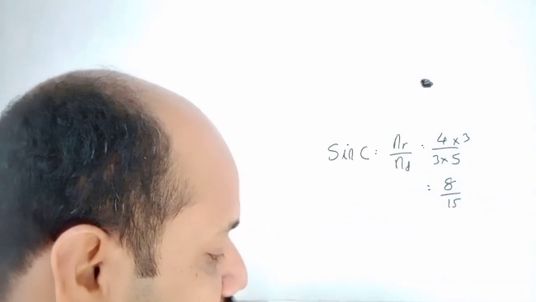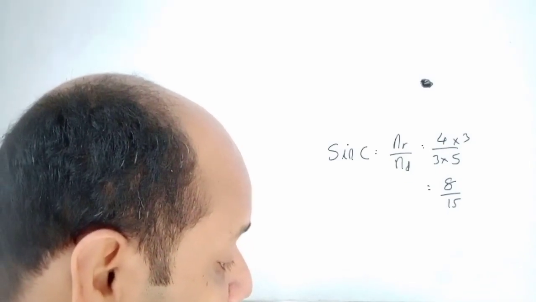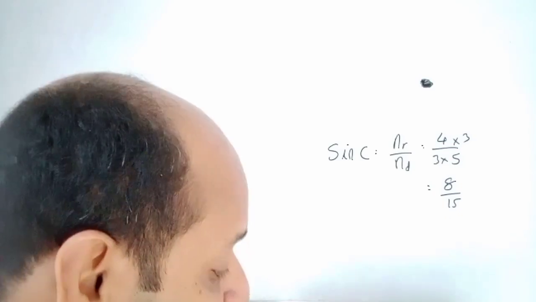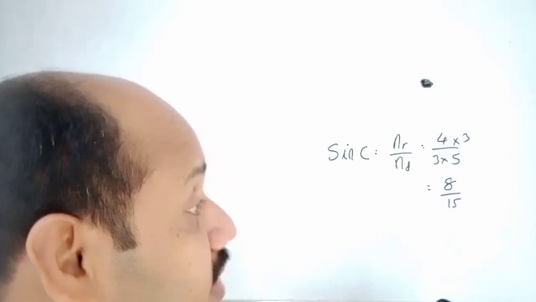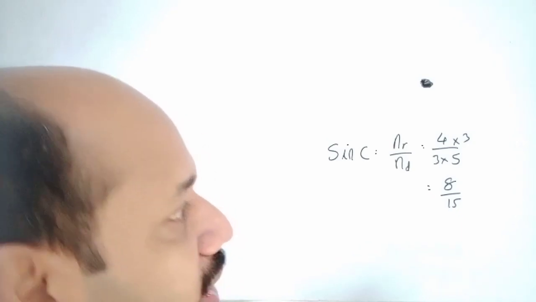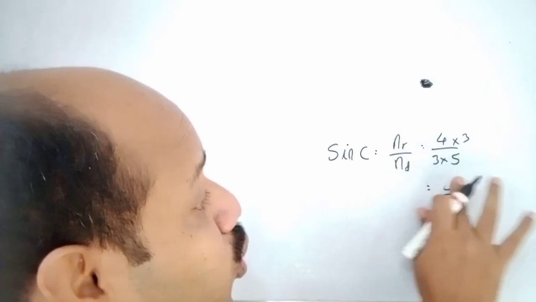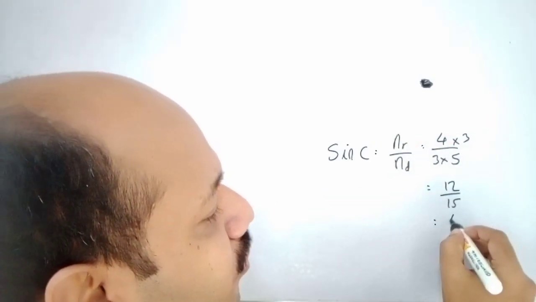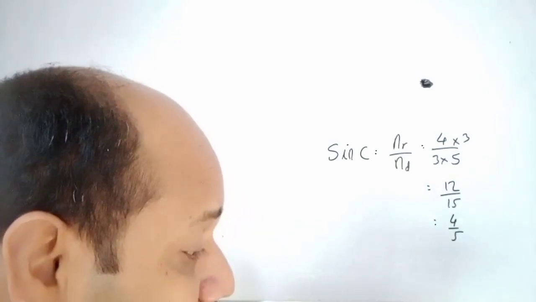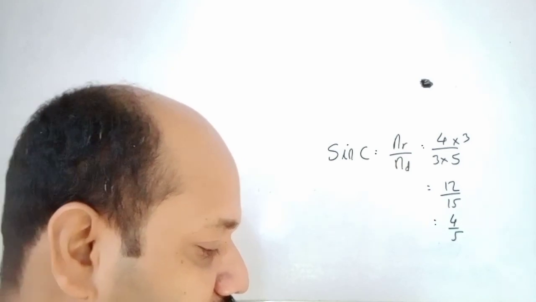Refractive index of water is 4 by 3, and that of the glass slab is 5 by 3. The choice is sin inverse 8 by 15, the critical angle. No, it is not 8 by 15. It is 12 by 15, that is 4 by 5. Sin inverse 4 by 5. Choice 3 is the answer. Right.